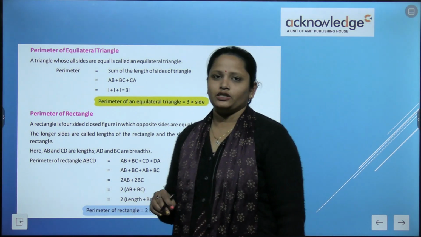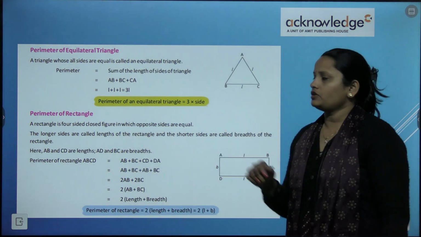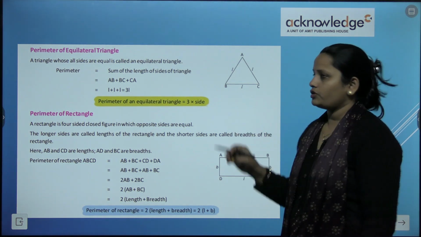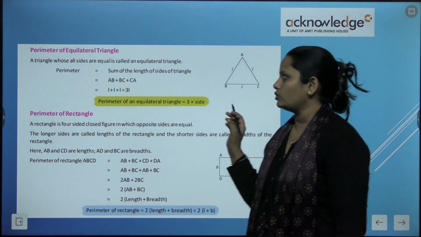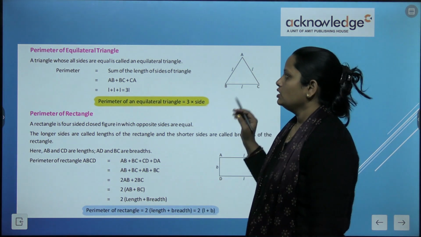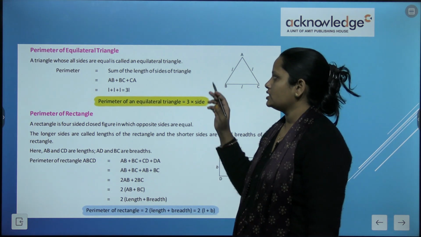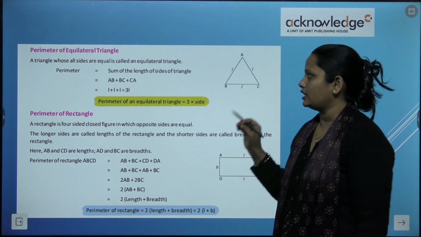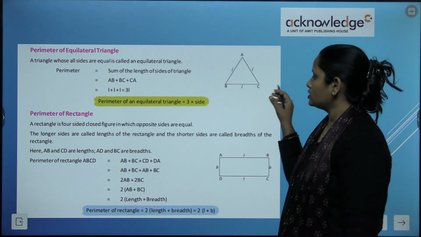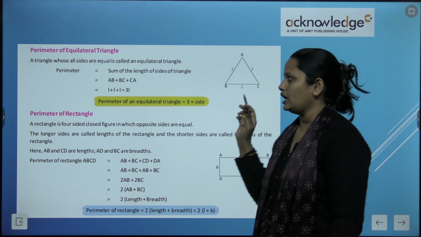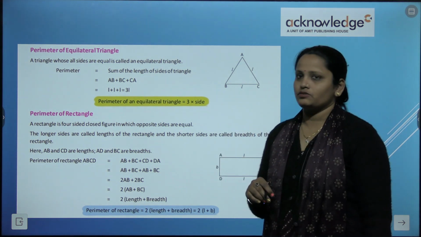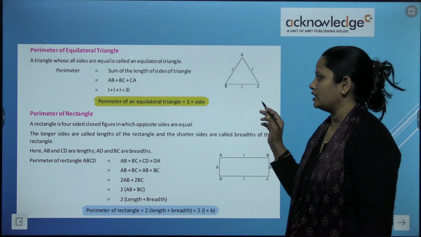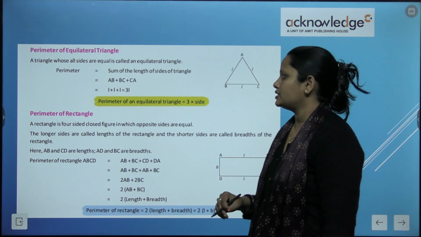Now, what is the perimeter of equilateral triangle? A triangle whose all sides are equal is called equilateral triangle. वो triangle जिसके सारे sides क्या हैं? Equal होते हैं, उन्हें हम equilateral triangle कहते हैं. Now, here the perimeter is sum of all the length of sides of triangle. So here AB plus BC plus CA is L plus L plus L, which is equal to 3L, which means 3 multiply side.